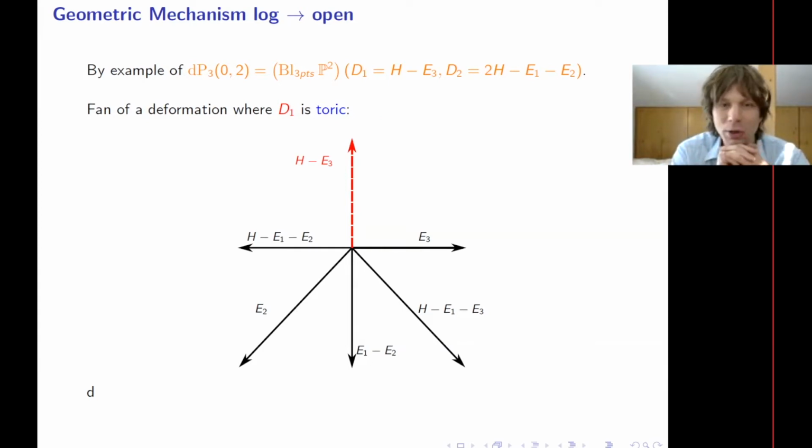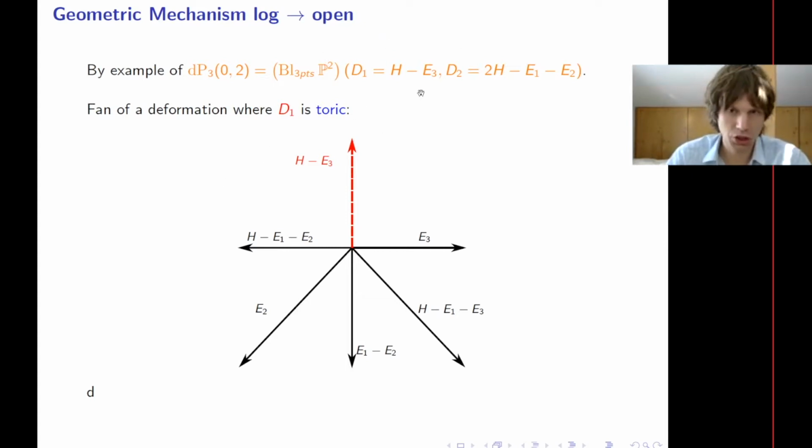And here I'm looking at the example of dP302. So we start with P2 with a line and conic, and we blow up a smooth point on the line and 2 smooth points on the conic. Now, in order to do this construction, first we need to consider a deformation where D1 becomes toric.